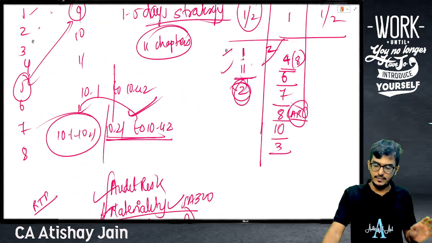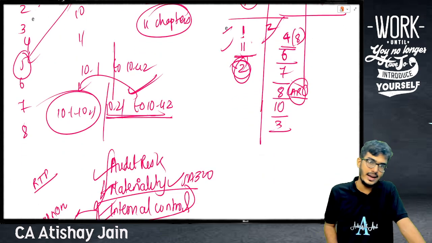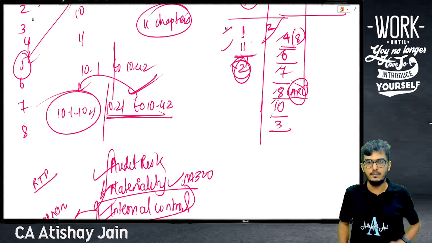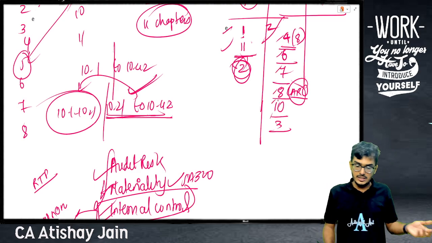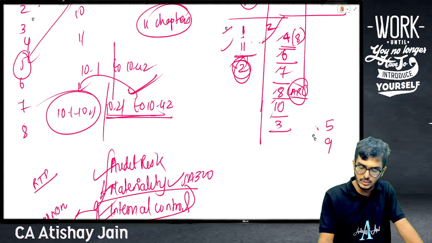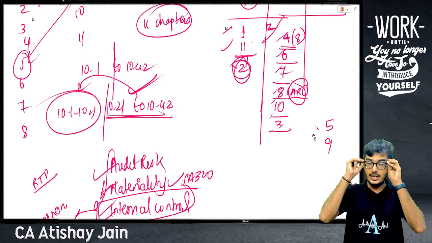So this is your second day का पूरा analysis. You have to do 4, 6, 7, 8, 10, 3. Try to stick with this particular order. Then I guess you are remaining with only chapter 5 and 9. Am I right? Chapter 5 and 9. Yes, chapter 5 and 9.